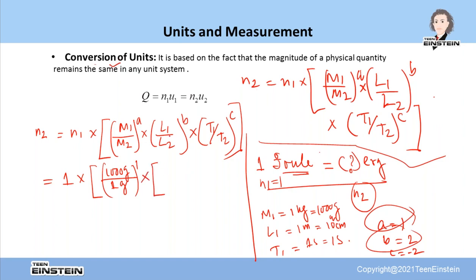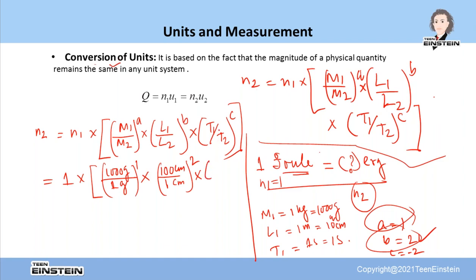Now L1 by L2. L1 is in SI, so 1 meter means 100 centimeter, and L2 is 1 centimeter. Centimeter and centimeter, and B means square, B means 2. If you are following, you can understand how I have written A, B, C as 1, 2, and minus 2.